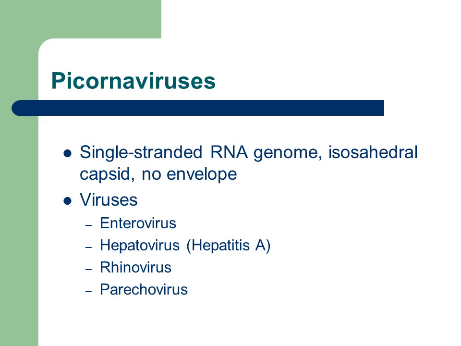Now we're going to talk about a different group of organisms, and these are the Picornaviruses, and these include enterovirus, hepatovirus, which includes the virus hepatitis A, rhinovirus, and parechovirus.